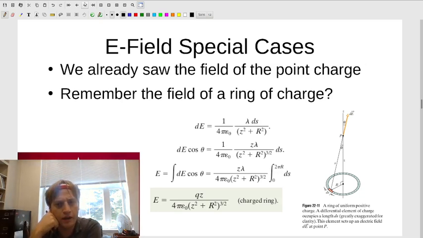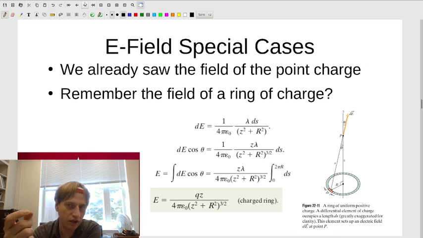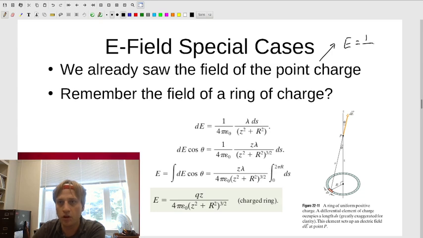Okay, so in our last video at the very end, we talked a little bit about a special case. So the most important special case for you to remember is that of the point charge for an electric field. Remember, the electric field of a point charge is just E equals 1 over 4 pi epsilon naught times Q over r squared. So that's kQ over r squared.